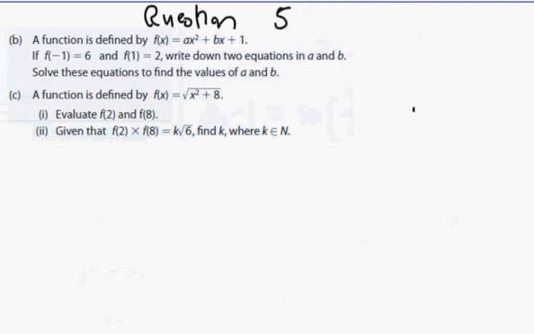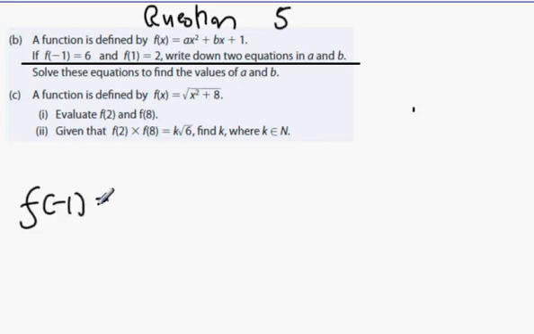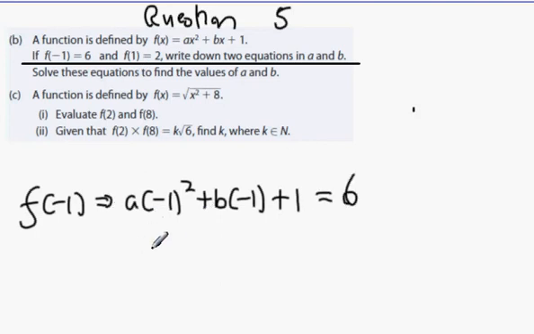How many people got them as not equal? Well done. Okay, so this is question 5. A function is defined by f of x equals ax squared plus bx plus 1. If f of minus 1 is 6 and f of 1 is 2, write down two equations in a and b. That's the first part of the question. So what we're going to get is f of minus 1, replace all x's with minus 1s. We're going to get a times minus 1 squared plus b times minus 1 plus 1. We know the answer is 6. Then it's going to be a, because minus 1 squared is 1. A minus b, bring this 1 over to your side, comes a minus 1. A minus b equals 5.